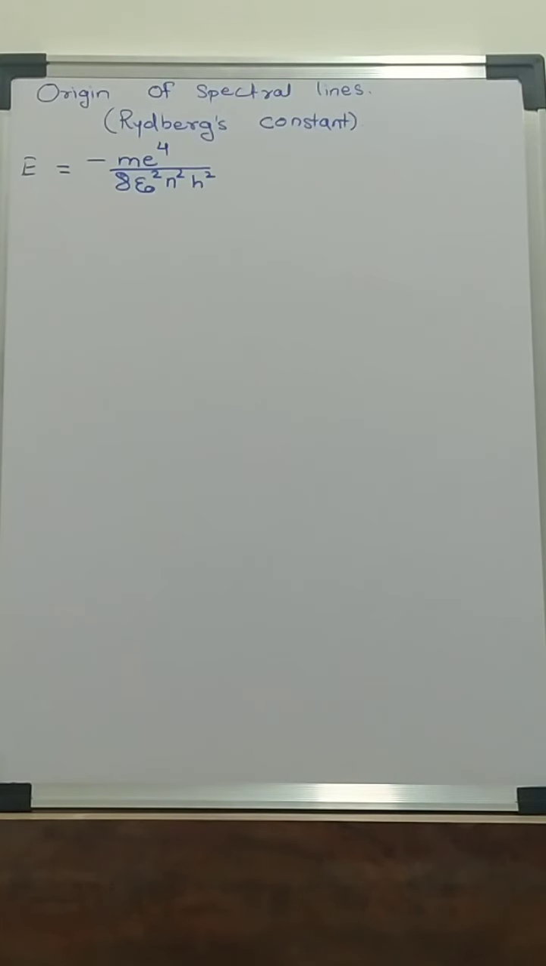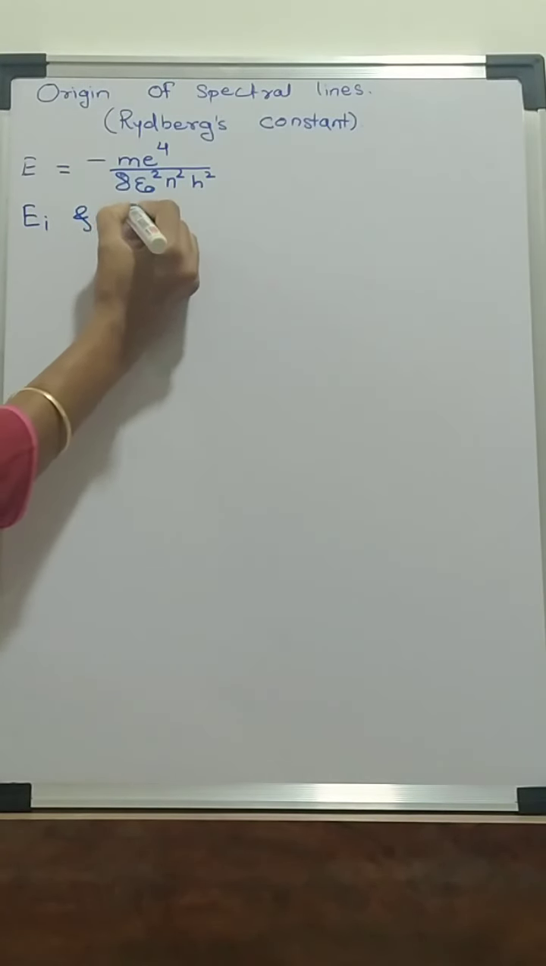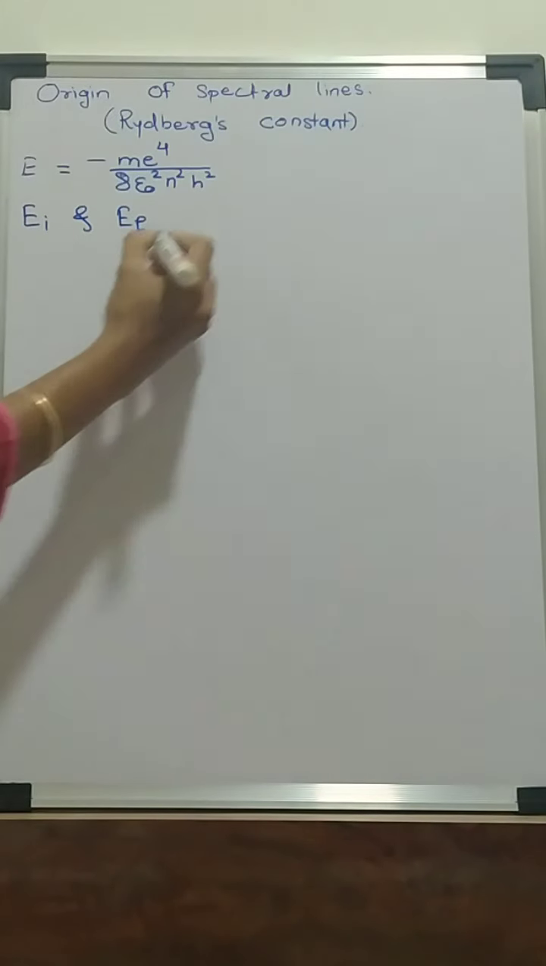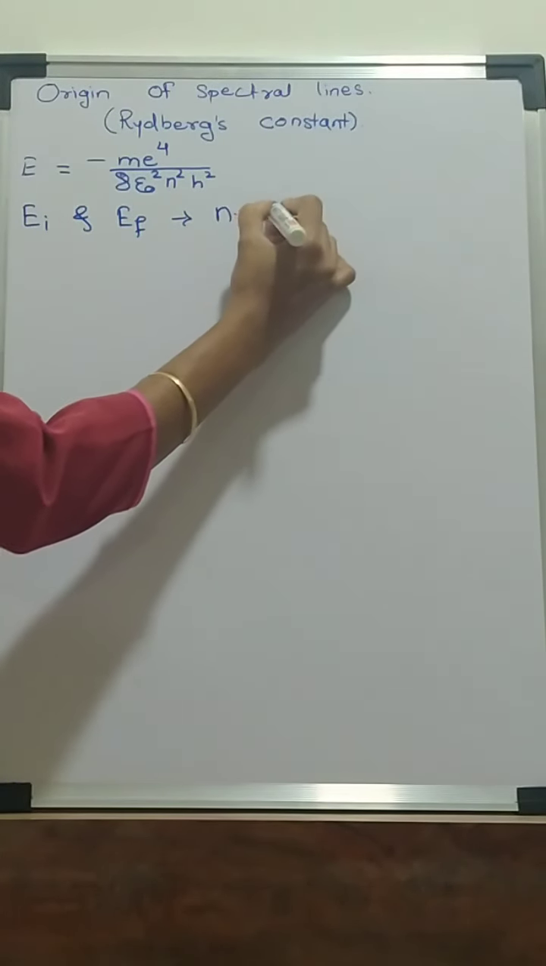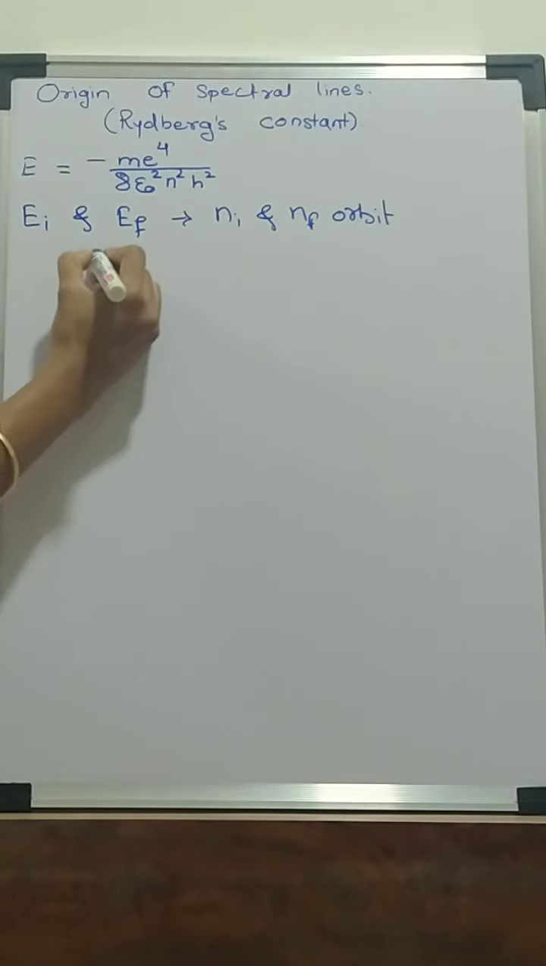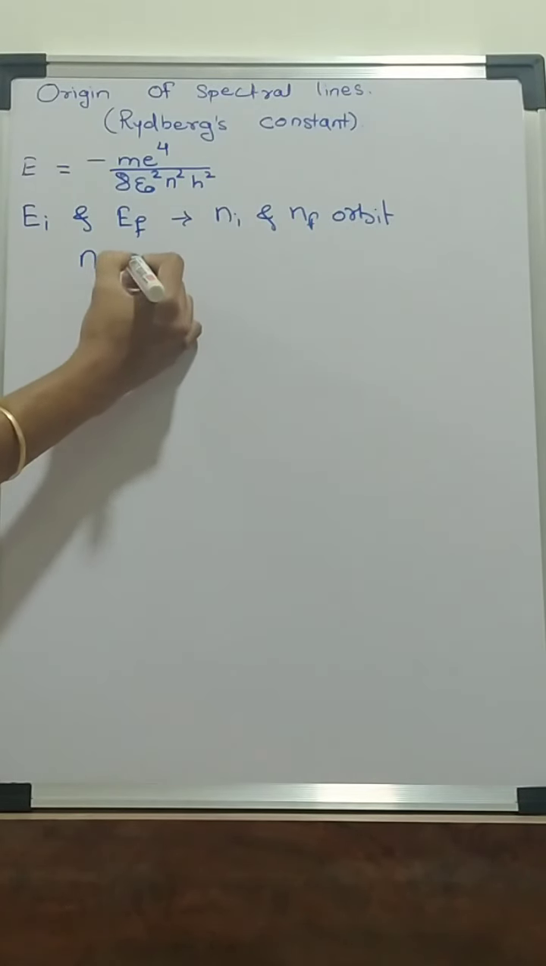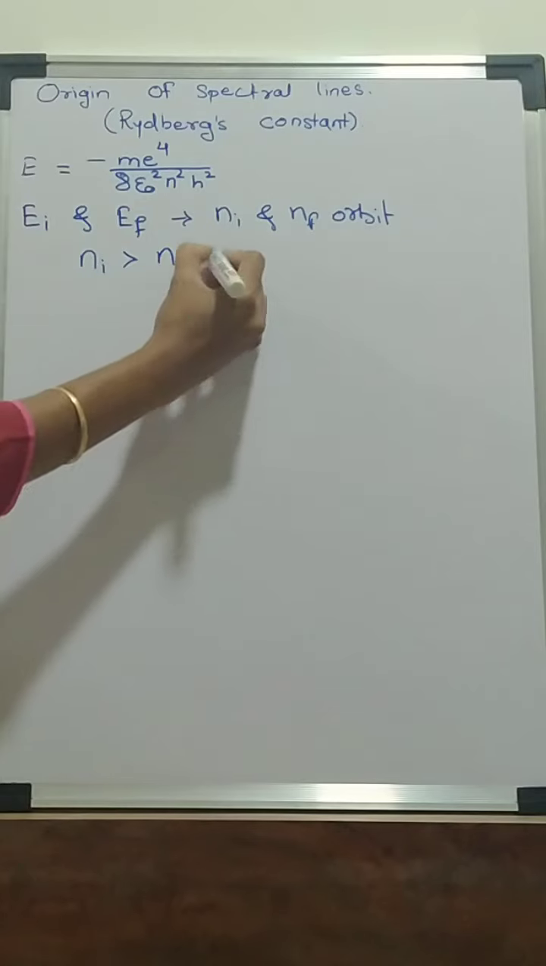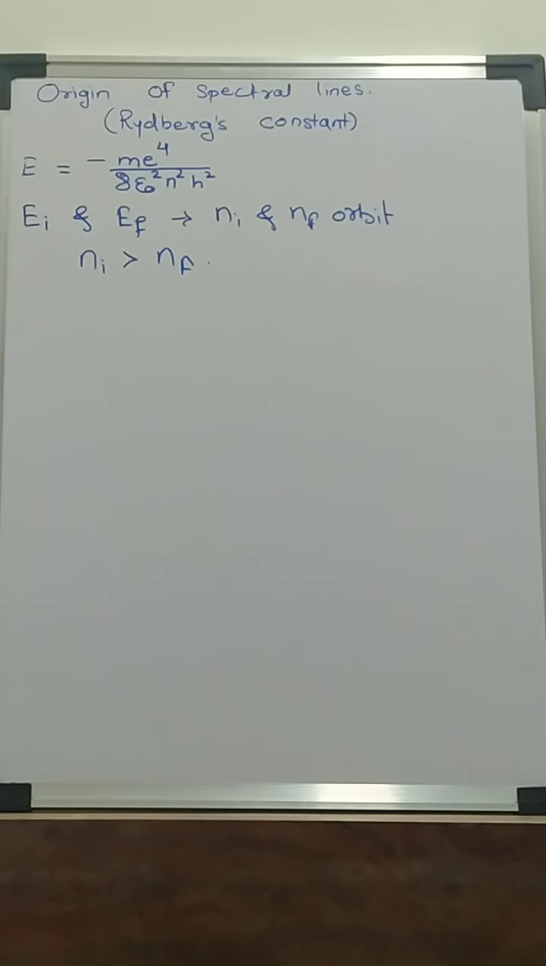So we will consider EI and EF as the energy values for Ni and Nf orbits, where Ni, the initial orbit, is greater than Nf, the final orbit. Since we require the origin of spectral lines, when will it occur? When there is a transition, meaning when the electron jumps from one energy level to another energy level, it will generate a spectral line.